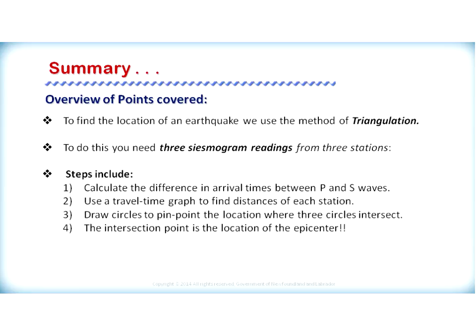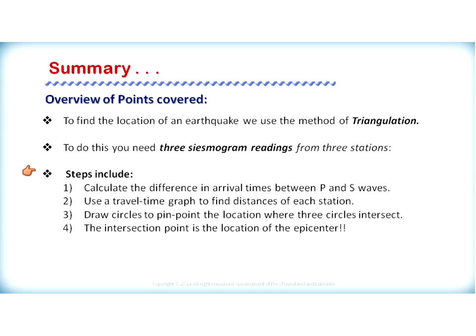So in summary, if we look at the overview of the points covered in this presentation, to find the location of an earthquake, we use a method called triangulation. In order to use triangulation, we need to get the distance of the epicenter from each seismograph station. And we need at least 3 seismograph station readings in order to find the epicenter.